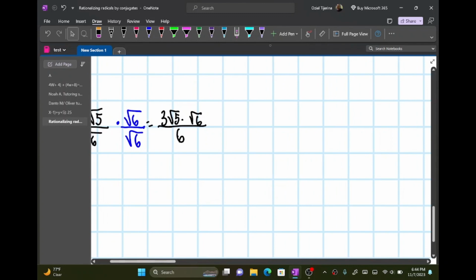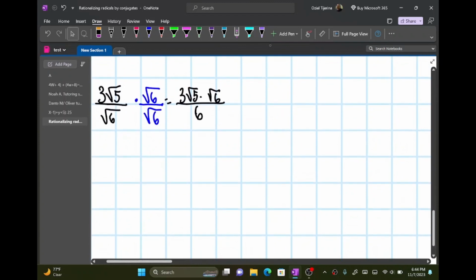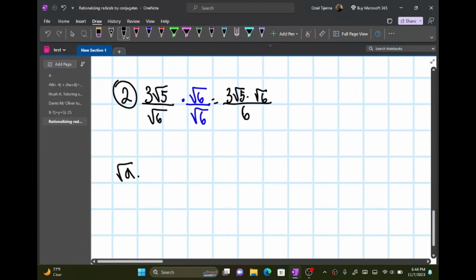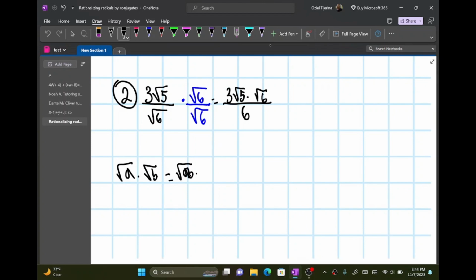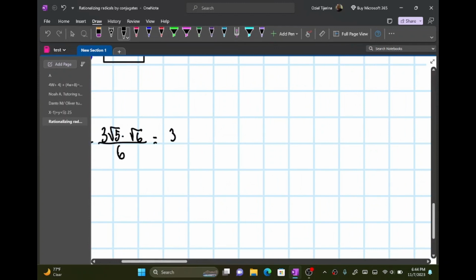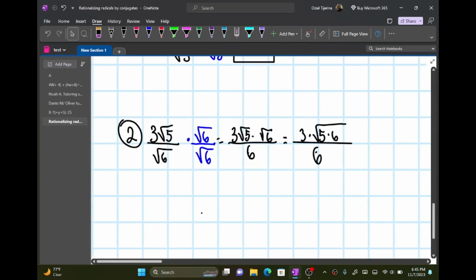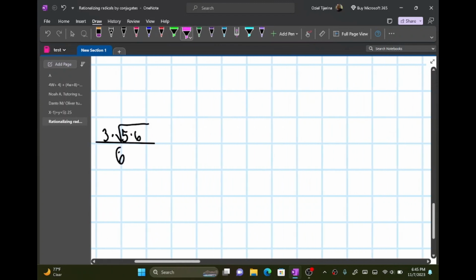Now, here's the thing with number 2. I want to just make sure we understand the rule that the square root of a times the square root of b is really the square root of ab. So I just want to make sure y'all understand that before anything. So we're just gonna apply that rule here. So the way this is gonna go is really this will be 3 times the square root of 5 times 6 all over 6.